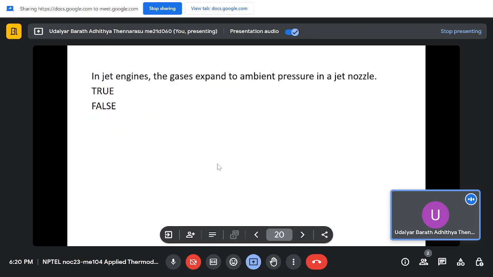So next question is: in jet engines, the gases expand to ambient pressure in a jet nozzle. So this is true. After compression, after expansion, you pass that through the nozzle, and even in the case of a turboprop, some amount is being passed through a nozzle. So the statement is true.